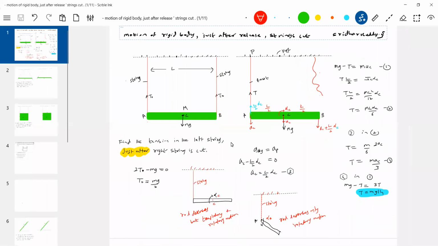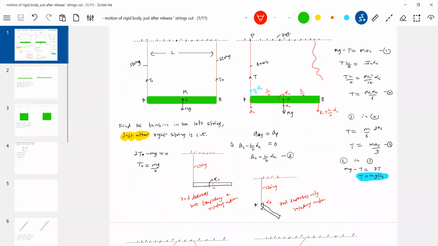Anybody having doubt, you can just clarify it. This is the first problem, no? Because the same idea I'm going to... You got the same answer after taking the torque about point L. I agree, but the string, what happens, is inextensible, no?